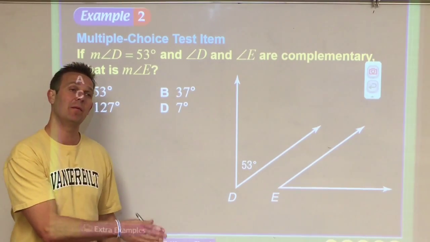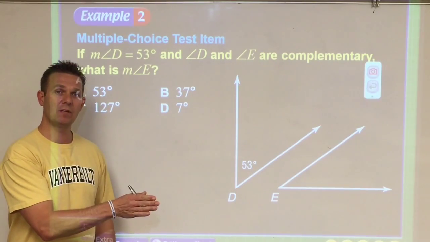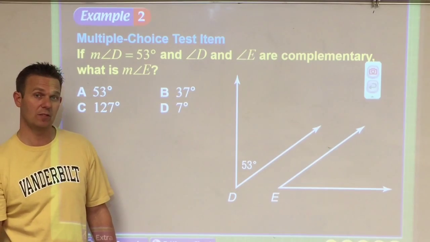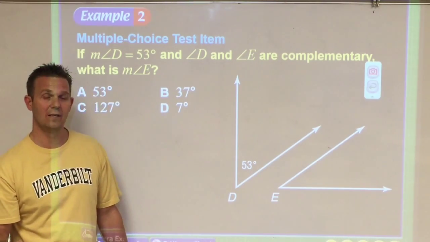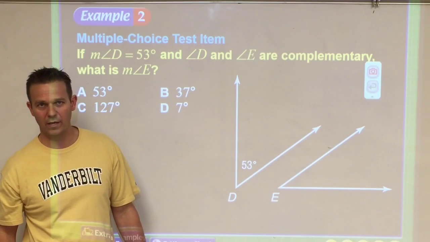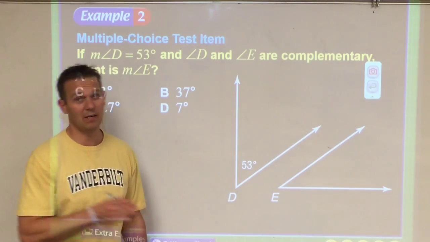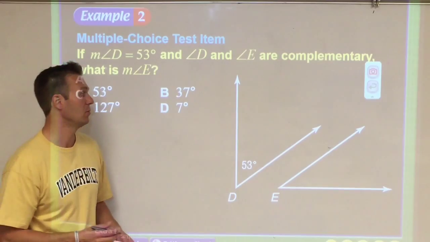And the best way you can remember the difference between complementary and supplementary is complementary starts with the letter C, supplementary starts with the letter S. In the alphabet, C comes before S. A complementary angle is 90 degrees, a supplementary angle is 180. In the number system, 90 comes before 180. So that's a good way to remember. Complementary is 90, supplementary is 180.